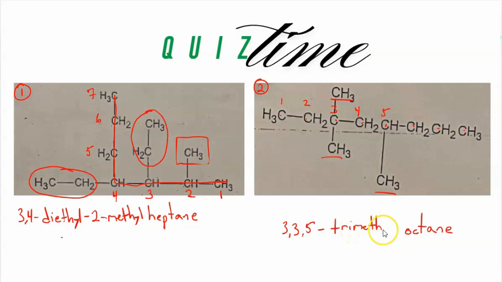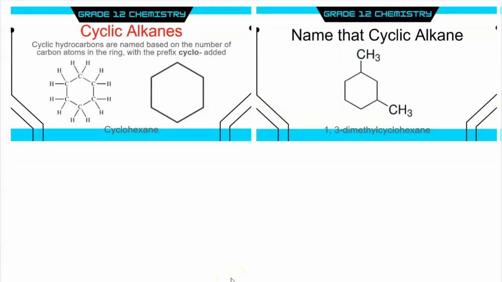trimethyl octane. So 3,3,5 trimethyl octane. Everyone good? All right, let's move on to some new stuff. Cyclic alkanes. So cyclic alkanes are when we form a ring with all of those carbon atoms. And when we do that, we give it the prefix cyclo.